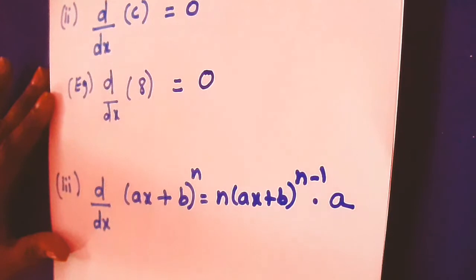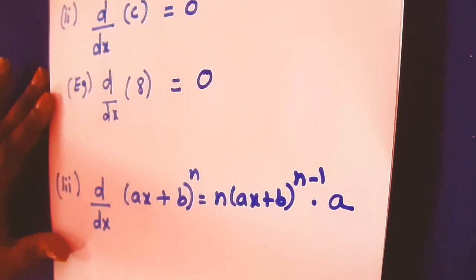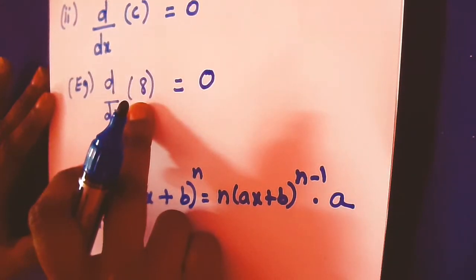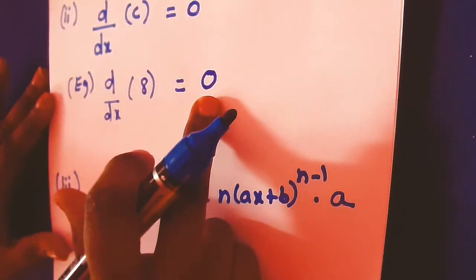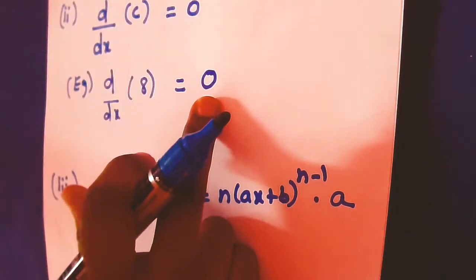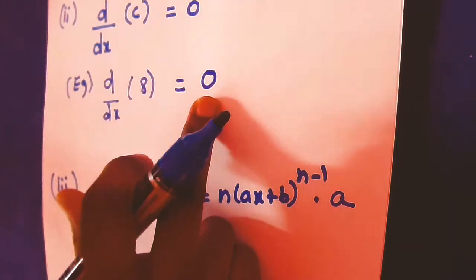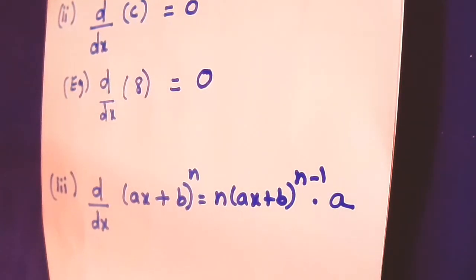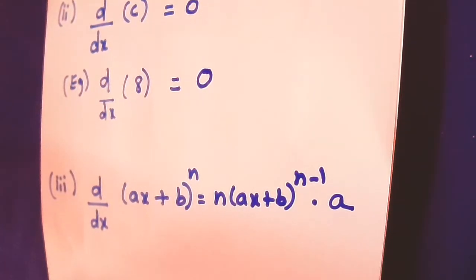Differentiation of 8 will give you 0. Likewise, if I differentiate 1000, the value will be equal to 0. This is another rule of differentiation. When you differentiate any constant term, the value will be equal to 0. Understood, students? And in the first rule, we had x to the power n. When you differentiate x to the power n, you got n times x to the power n minus 1.